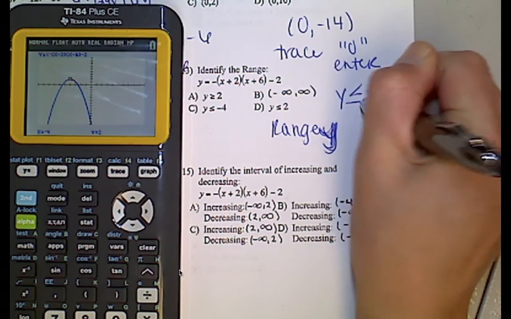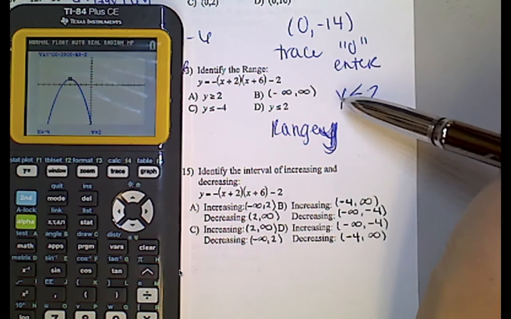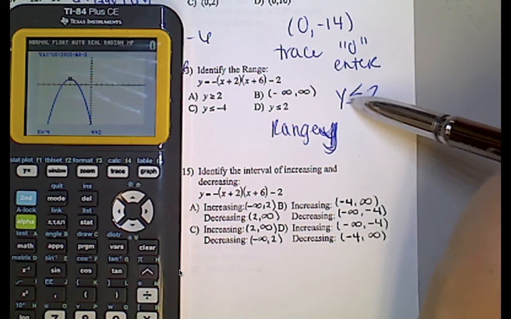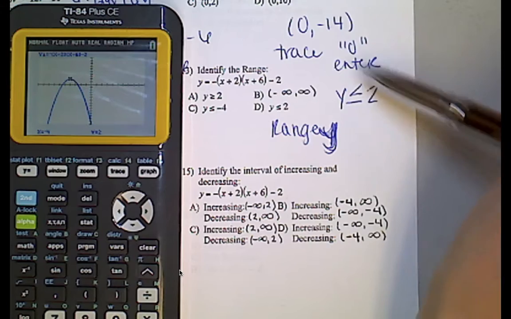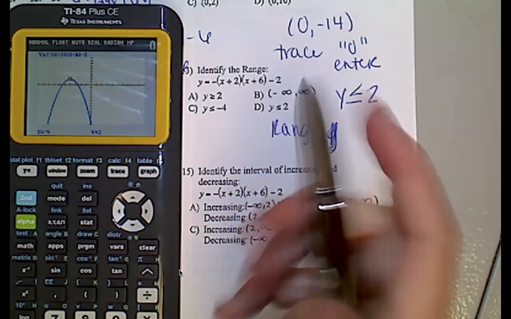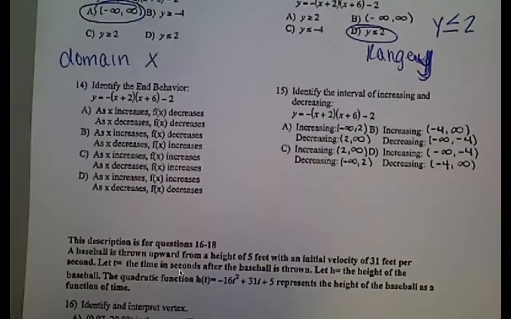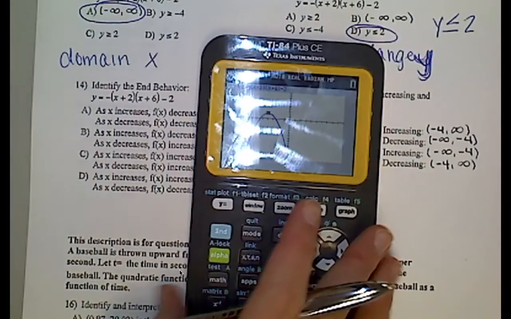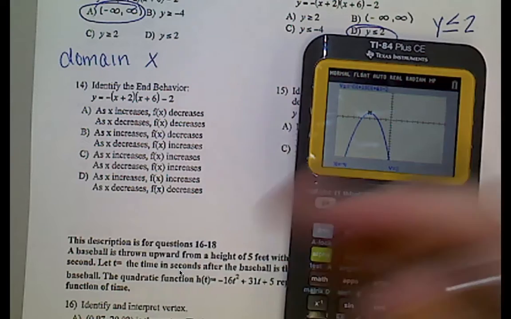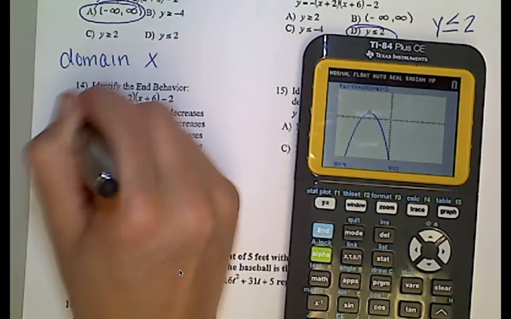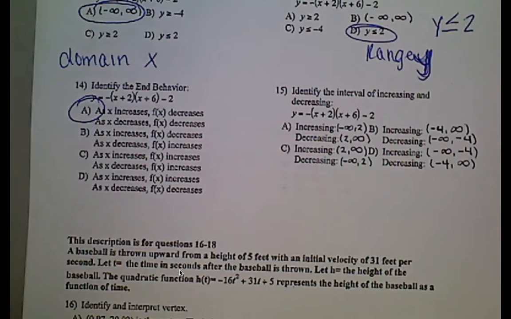It's opening down, so it gets a less than symbol, because all the y values are smaller or less than 2. So Pac-Man's going to eat 2 because that's the highest or the biggest y value, which should be answer choice D. In behavior, when I'm looking at it, they're both going down. So both ends, the left end and the right end, are both decreasing, which is answer choice A. So both down or both up.